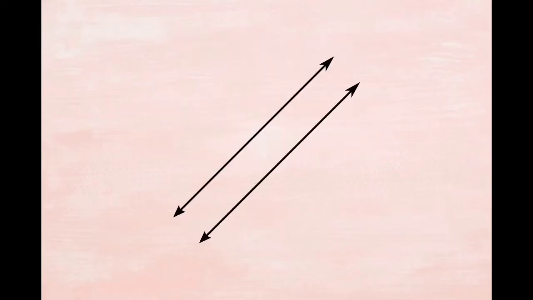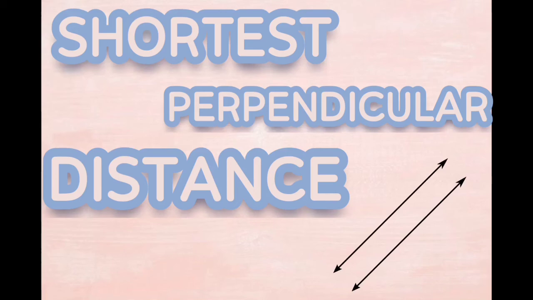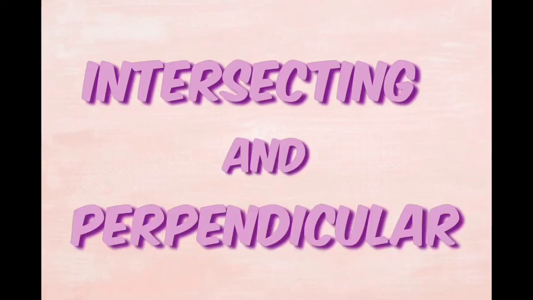Parallel lines are lines that have the same distance apart. I am talking about the shortest perpendicular distance between parallel lines. Take this as a reminder that we won't be dealing with intersecting and perpendicular lines because these lines already intersect at a point, and to find its distance is of no avail.